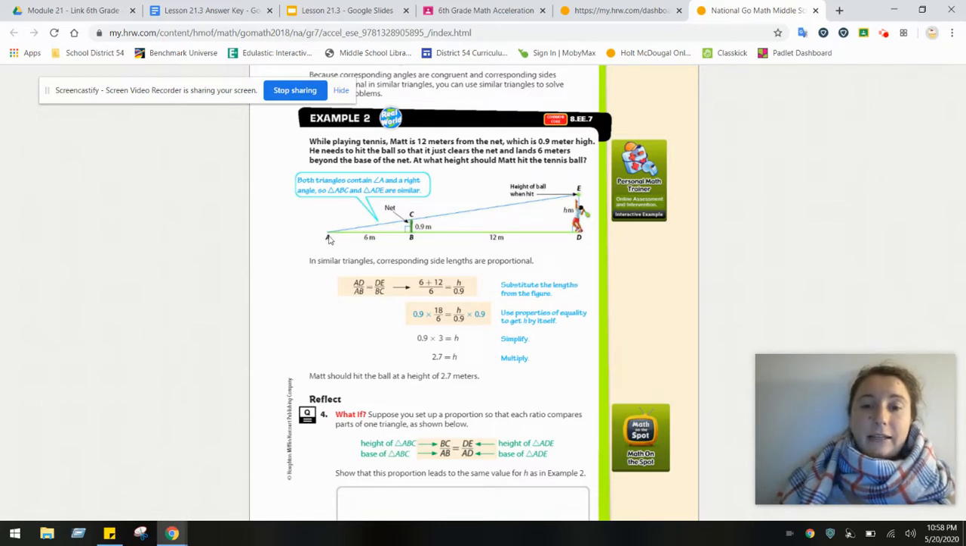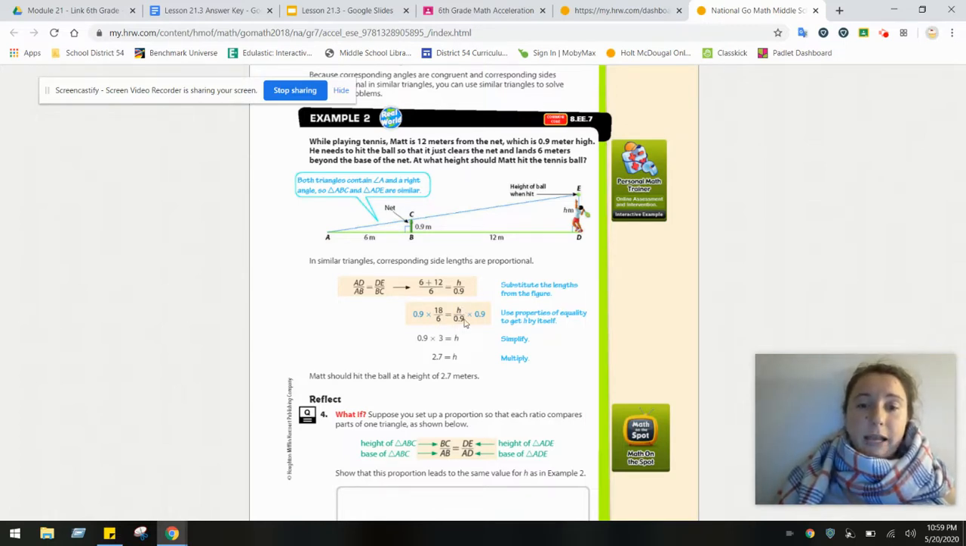So let's find what the length of AD is. AD is 12 plus 6, right? We have to add these two together, over AB, which is 6. And we set that equal to the proportion of the heights, DE, labeled as H because we don't know it, and the net, which is 0.9. So we'll do some math. We will go ahead and add what we know. 6 plus 12 is 18 over 6 equals H over 0.9.